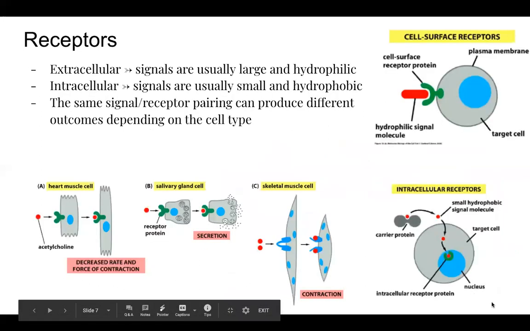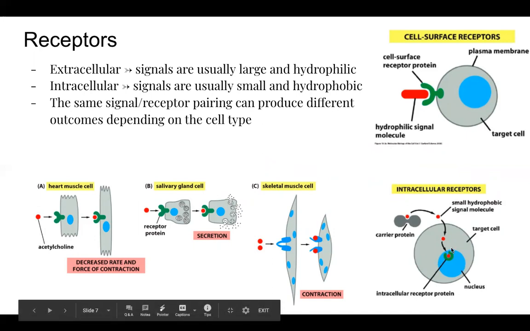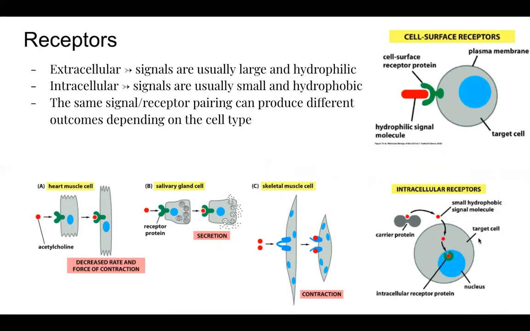For extracellular receptors, the signals are usually large and hydrophilic, like we talked about before. For intracellular receptors, the signals are usually hydrophobic, so they can penetrate the membrane and get into the cell. So the same signal and receptor can produce different outcomes, like we talked about before.